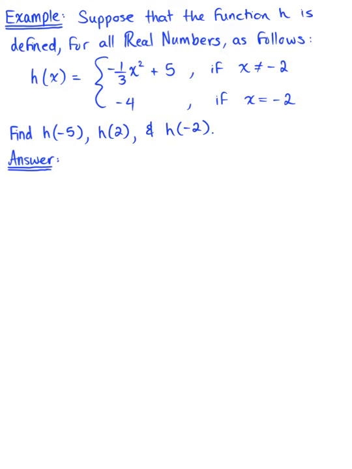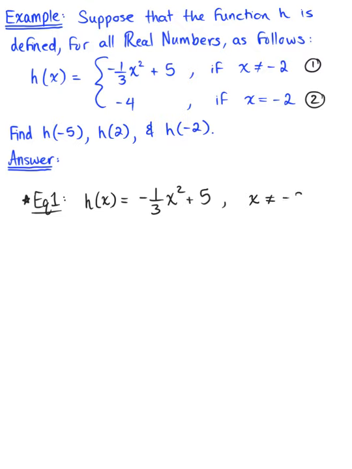Now this question is asking us to find h of negative 5, h of 2, and h of negative 2. So to begin here, let's simply think about these two equations. We have equation 1 and equation 2. So thinking about equation number 1, we have that h of x is equal to negative 1/3 x squared plus 5. Now this is if x does not equal negative 2.